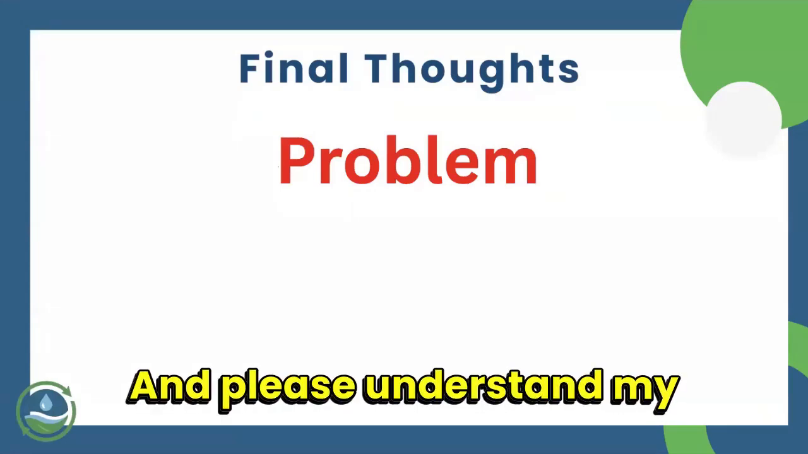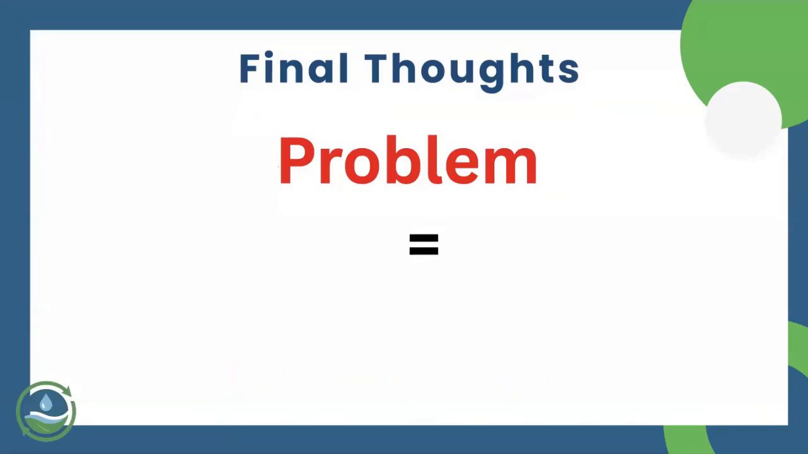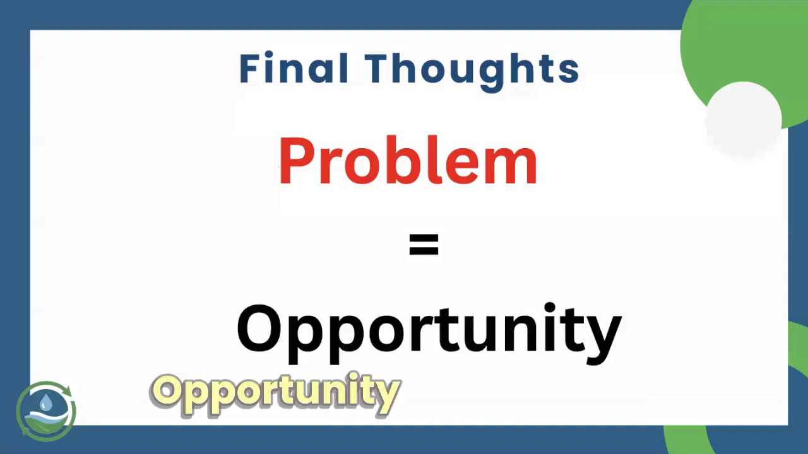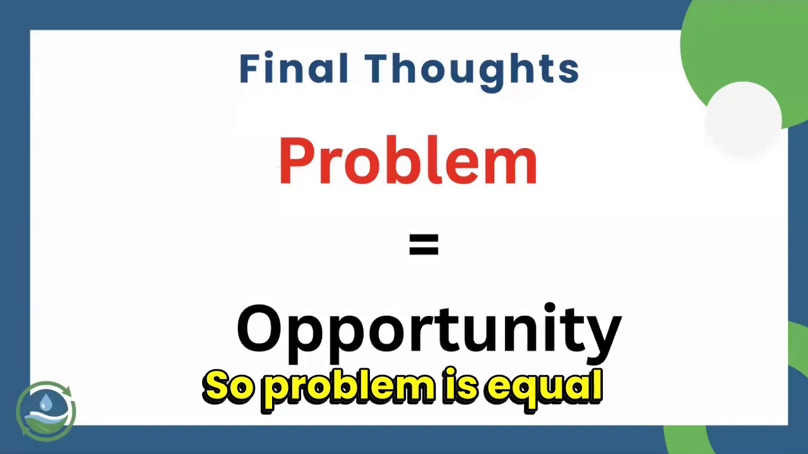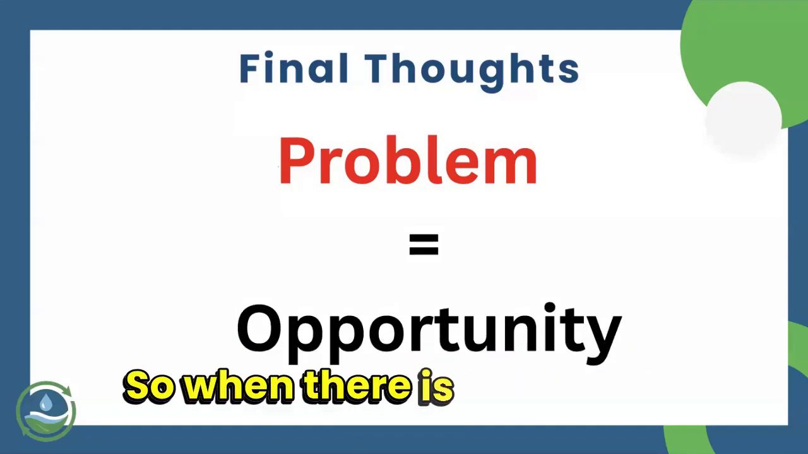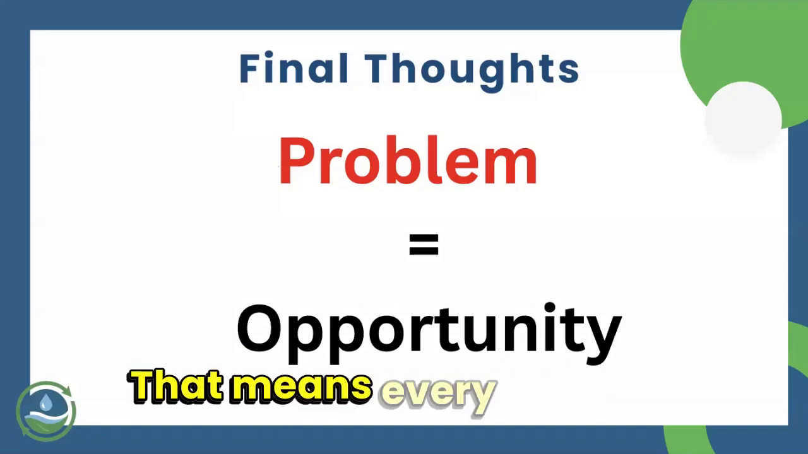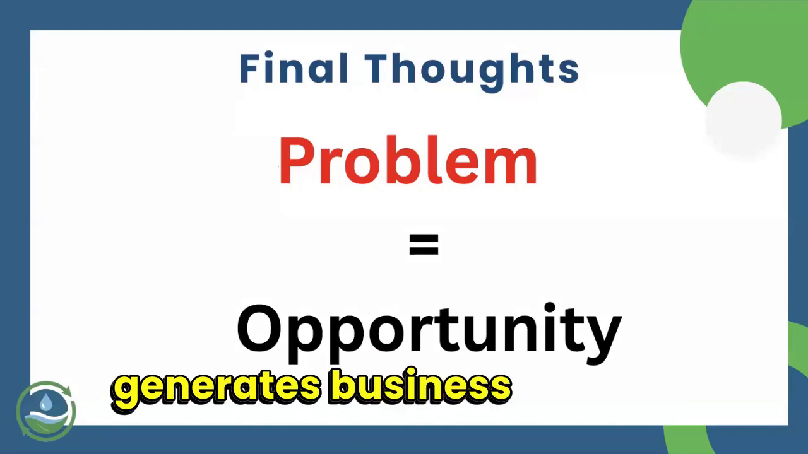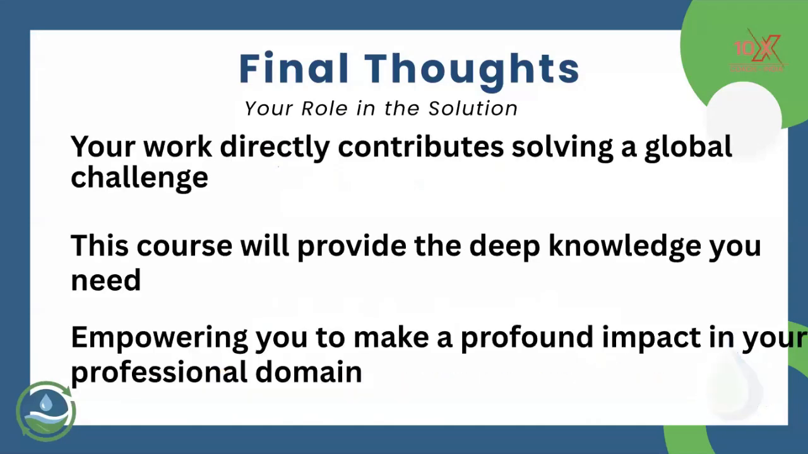And please understand, my final thought is every problem is an opportunity. If there is a problem, solving the problem creates an opportunity. Opportunity for business owners, opportunity for their employees. So problem is equal to opportunity. When there is no problem, there is nothing for you to solve. So when there is a problem, we get paid for solving these problems. When we get paid, our employees get paid. That means every problem generates business, and that business in turn generates employment opportunities, right?